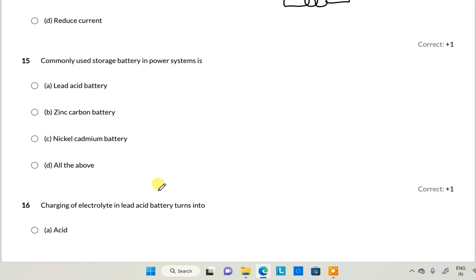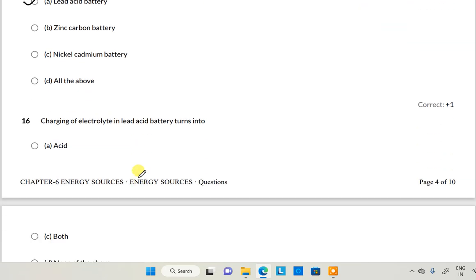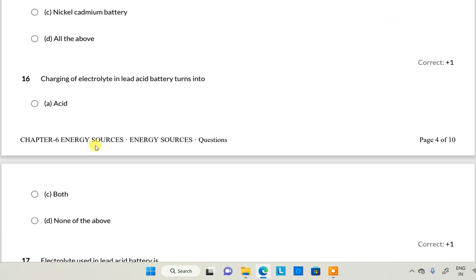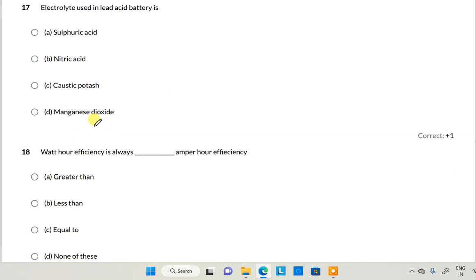Next, the commonly used storage battery in power systems is the lead acid battery. Just now I explained the applications in the theory class. Okay, charging of electrolyte in a lead acid battery turns into water. Option B is the correct option. Next, the electrolyte used in a lead acid battery is sulfuric acid.